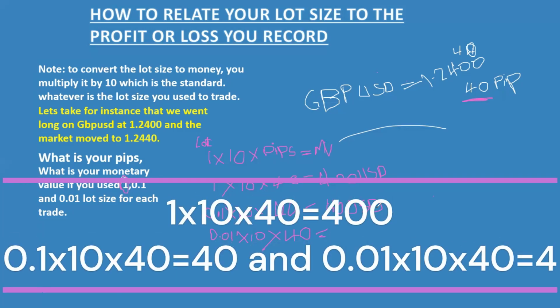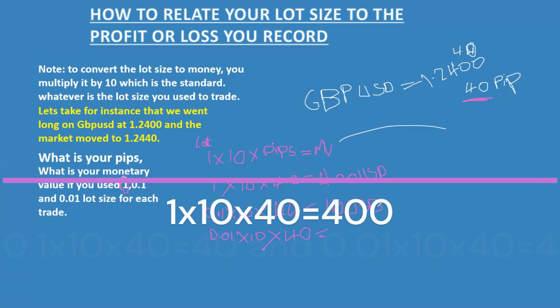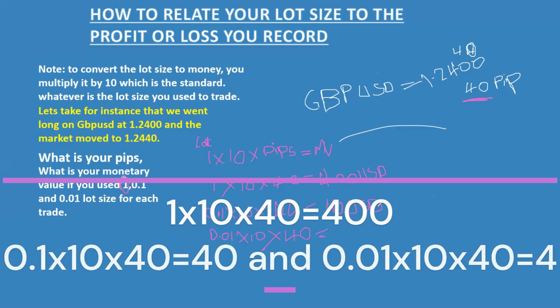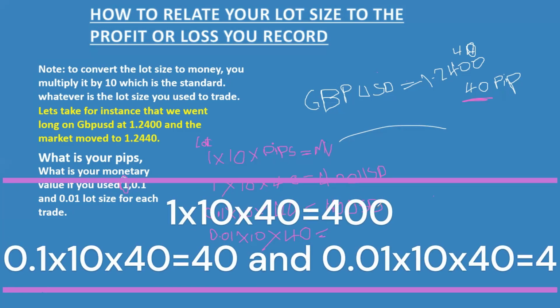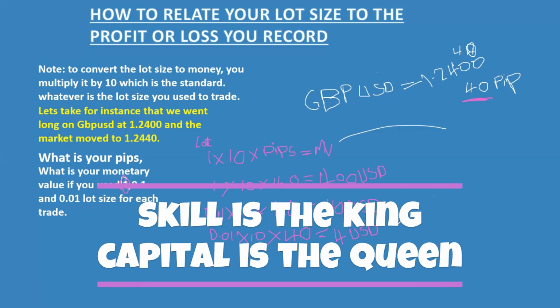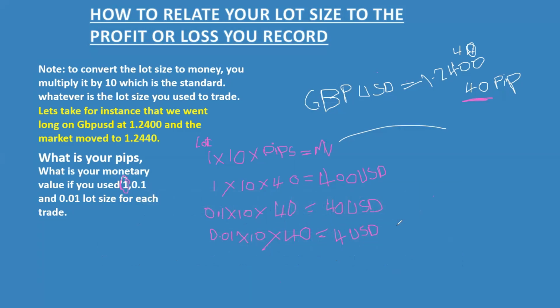Let's look at somebody that is just a beginner that used 0.01 lot size. So someone that used 0.01 times 10 times 40, that's $4. That's where capital comes in. You see that others are making $40, I'm making $400, and you are making $4. So when you have learned the skill, you can now look for capital. There are companies that are willing to give out their capital if you have the skill, for you to manage for them and you share the profits. That's one beautiful thing about Forex trading nowadays.